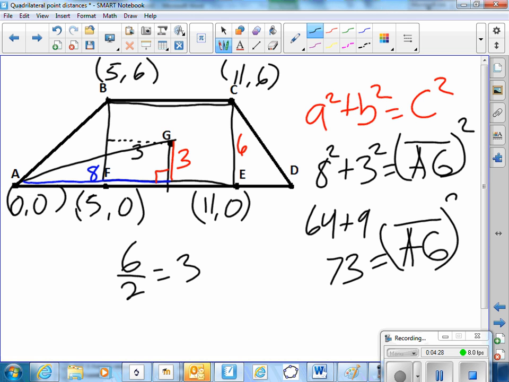So the distance of A to G squared is 73, so the distance of A to G, this line segment, is the square root of 73. The square root of 64 is 8. The square root of 81 is 9. So we know it's somewhere in between 8 and 9. Throw it into a calculator, it tells us 8 point something.